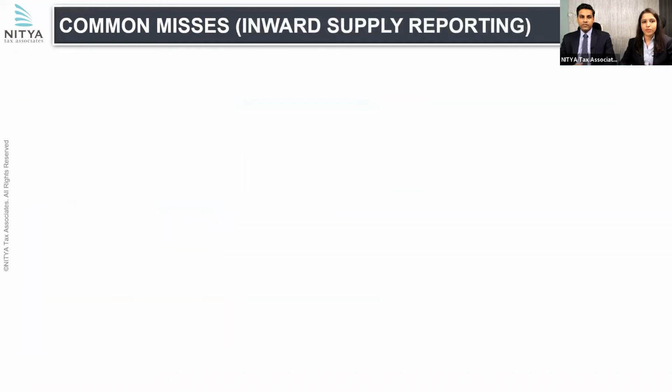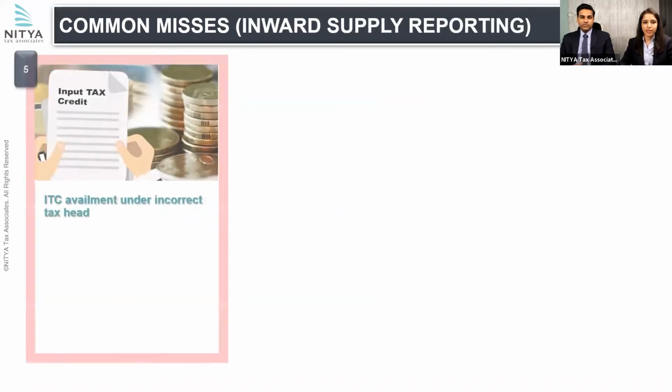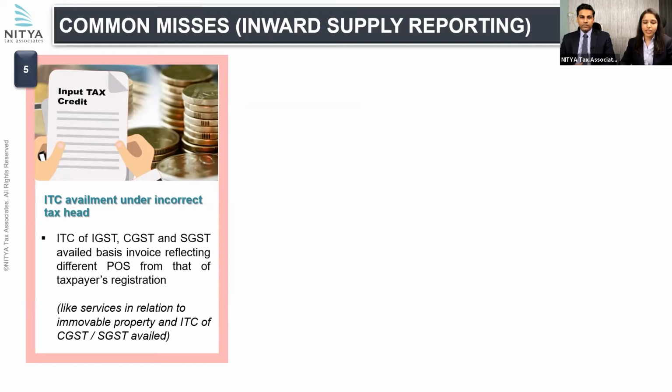Thank you, Gaurav. So now we will be discussing the common misses on the inward side. So the first common miss and the major common miss that we note during the audits, etc., is the ITC availment under the incorrect tax head, meaning thereby that the ITC is availed of ITC, CGST, and SGST basis the invoice reflecting different POS from that of taxpayer's registration.